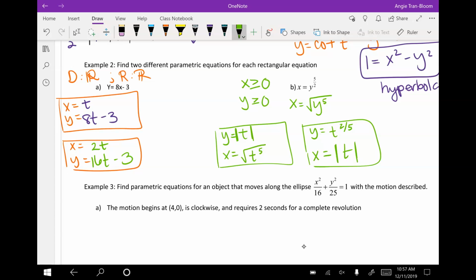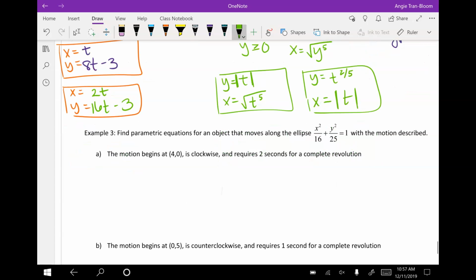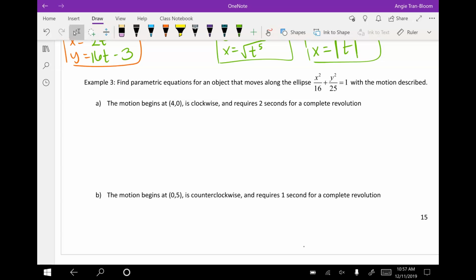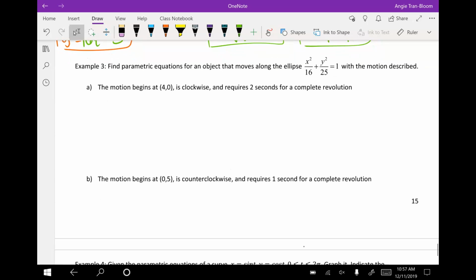Okay. Example 3. Success if we finish 3a. Find the parametric equations for an object that moves along the ellipse x squared over 16 plus y squared over 25 equals 1, with the motion described in A differently from B. So for A, the motion begins at (4, 0). It goes clockwise, and it requires 2 full seconds for a complete revolution.